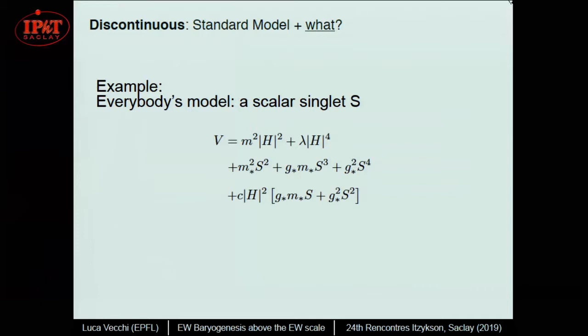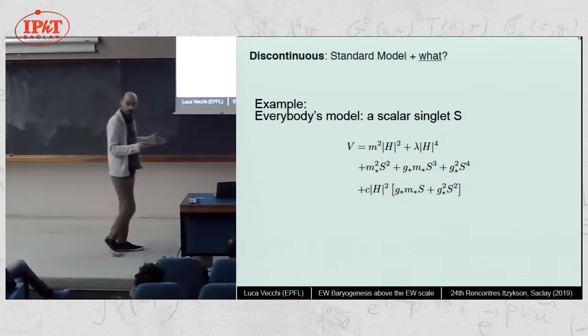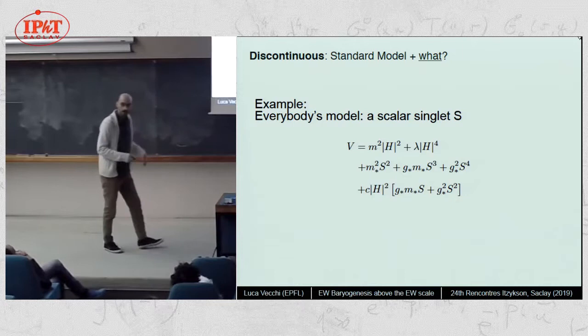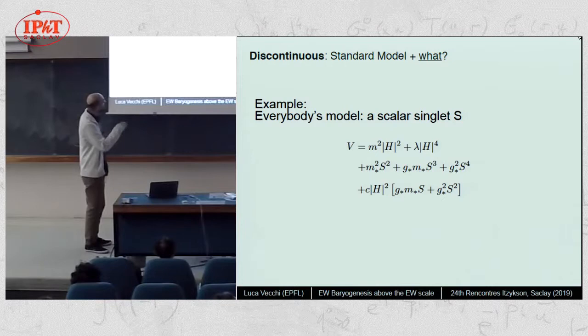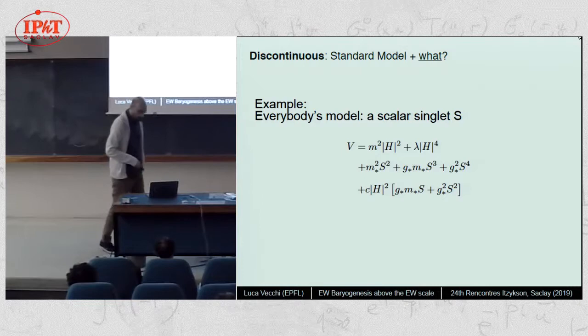For the discontinuous case, as I said, we have to add something because the standard model doesn't do that. So what I will do is to use a toy model, of course, just to illustrate what are the ingredients that we have to introduce and what are the properties of the new physics that are required in order to have a discontinuous electroweak phase transition. So I'm adding a scalar singlet, S, with couplings of order g star, and a mass of order M star. And being a singlet, its couplings to the Higgs boson can be of this form.